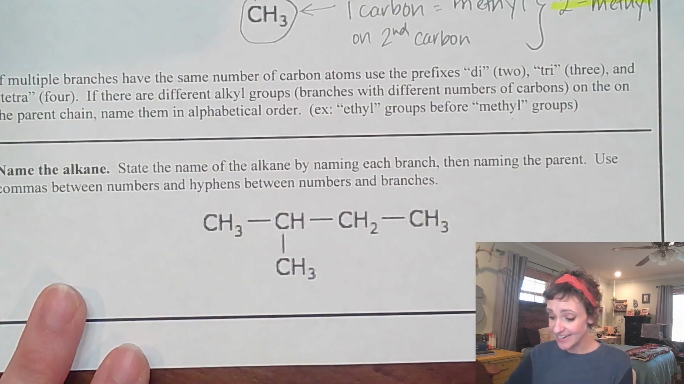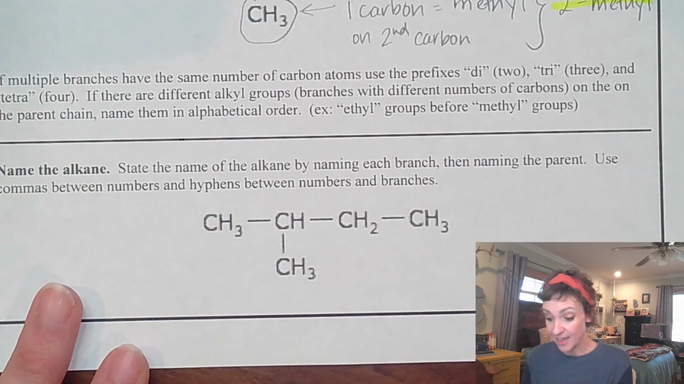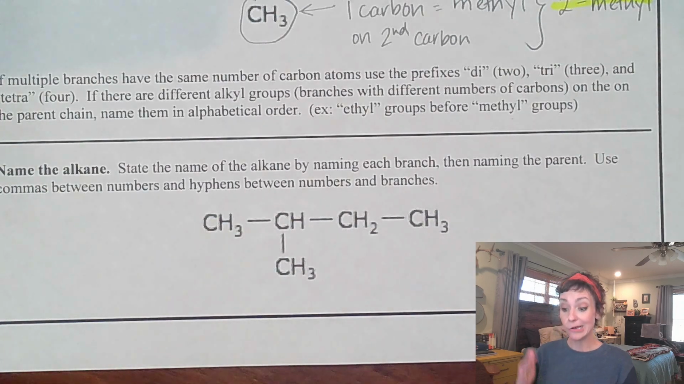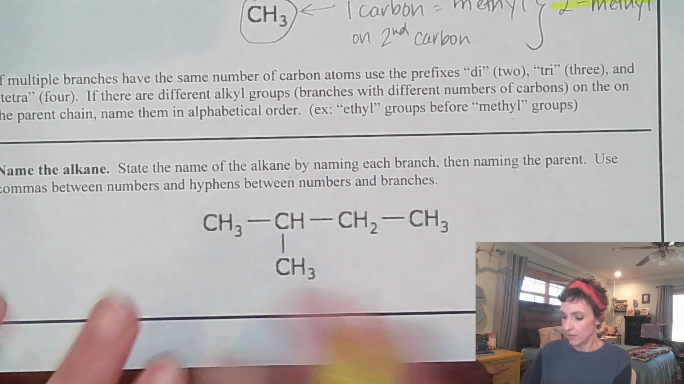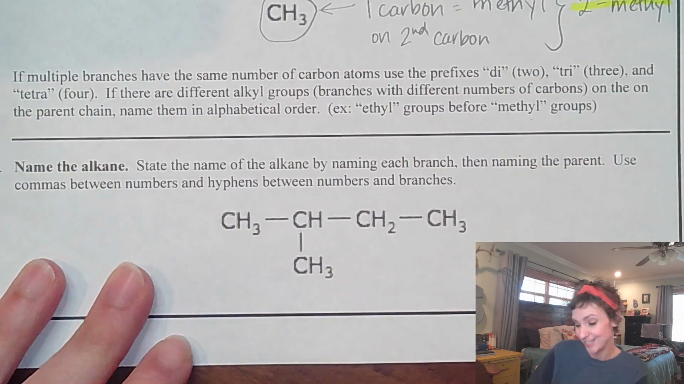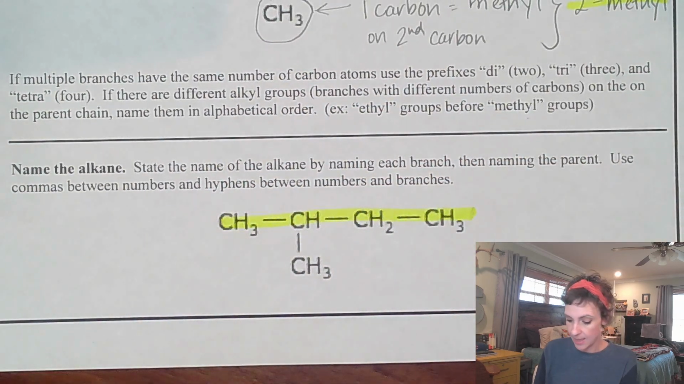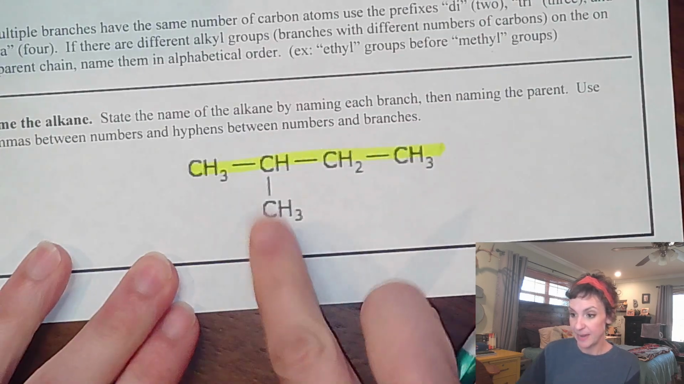It says you're going to state the name of the alkane by naming each one of the branches and then naming the parent. You'll use commas between numbers and hyphens between numbers and branches. We're going to ignore that last sentence for now. We'll walk through what that last sentence means when we go over the more complicated examples on the back page. So that was my parent chain, right?